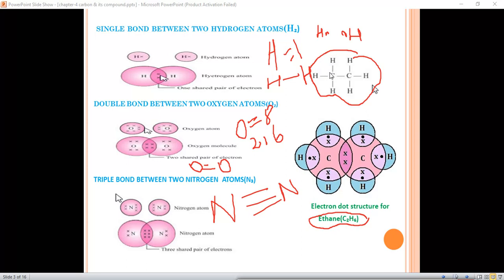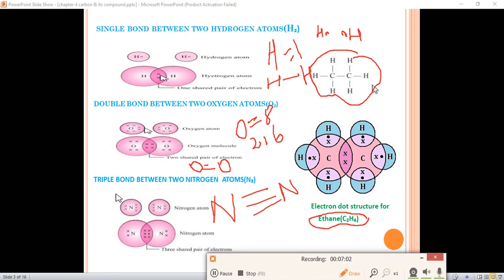So there are 7 covalent bonds present in ethane. Now we can count the number of covalent bonds in ethane: 1, 2, 3, 4, 5, 6 and 7. In your exam sometimes questions come, how many covalent bonds are present in ethane. So you can count the number of covalent bonds by looking at the structure of ethane.